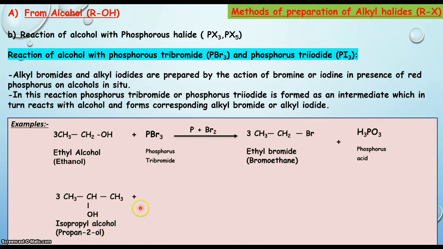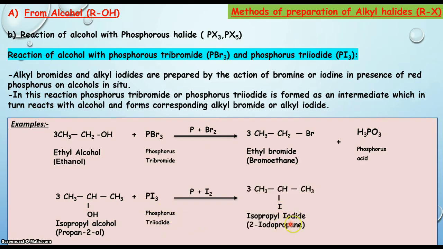Again, it is treated with PI3, that is phosphorus triiodide, and that gives 3 molecules of isopropyl iodide and phosphorus acid. The strategy is the same. OH of alcohol is replaced by iodine. If in any question, instead of phosphorus tribromide or phosphorus triiodide, they have given only P plus Br2 or P plus I2 respectively, then also solve this question in the same pattern as we have solved now.